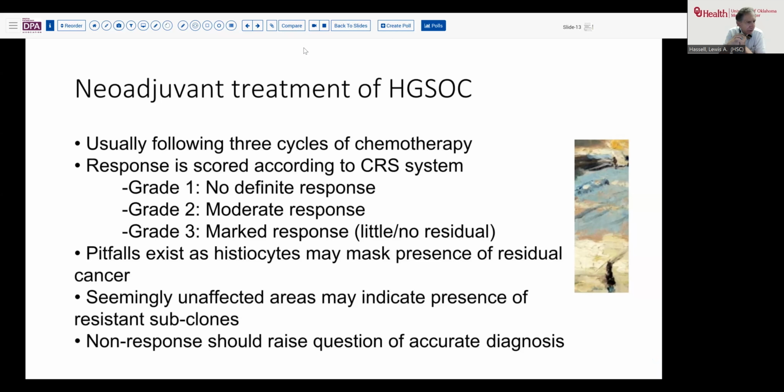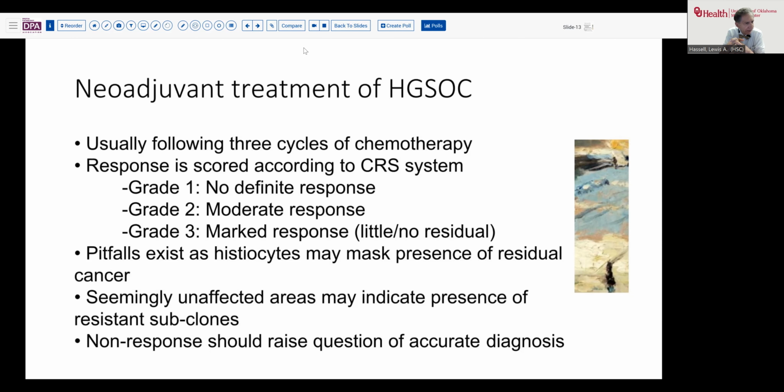Most typically, we see this following 3 cycles of chemotherapy, although it can follow a full course of 6 cycles. And our response should be scored according to the chemotherapy response score system. And that has 3 grades. Grade 1 is no response, no definite evidence of response. You just still see tumor. Now, it may have shrunk, maybe smaller clinically, radiographically, but pathologically, we don't see evidence of definite tumor regression in the form of inflammatory response, necrotic cells, et cetera.